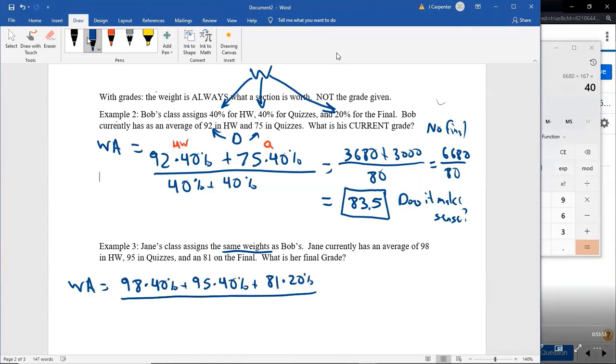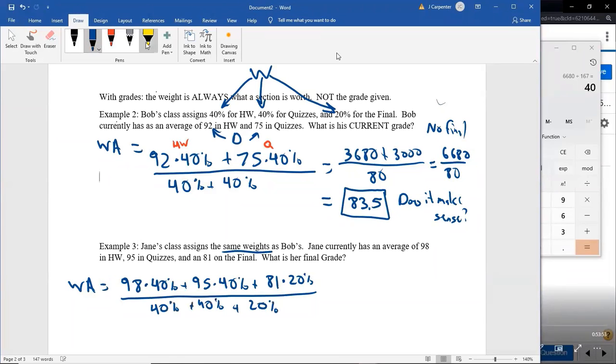So again, the first product is homework, the second product, quizzes, the third product, the final. Then in the bottom, we just divide by the sum of the weights, which again, for this type of problem, the weights are always what they're worth, not what you earned: the 40, the 40, and the 20. So 40% plus 40% plus 20%.